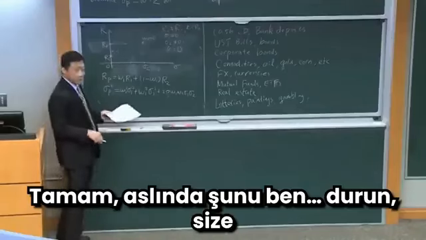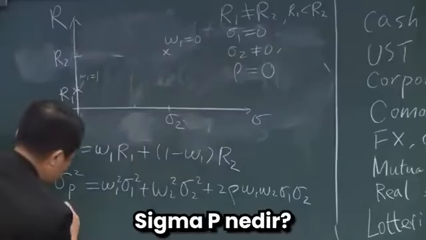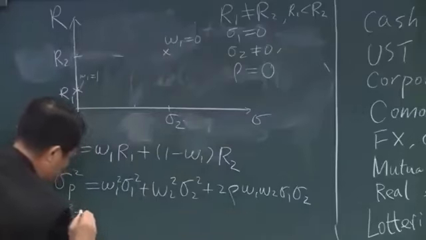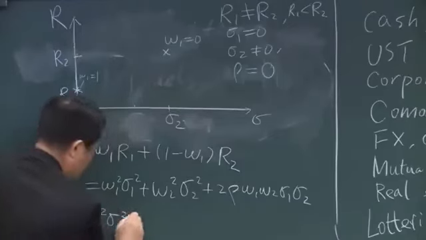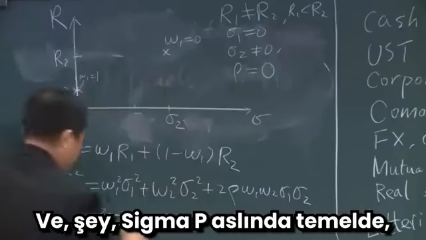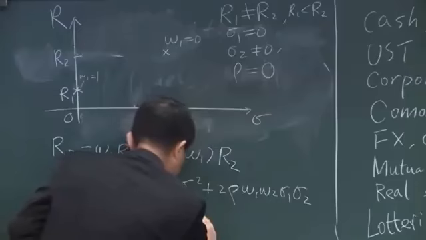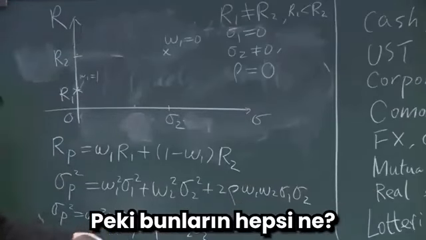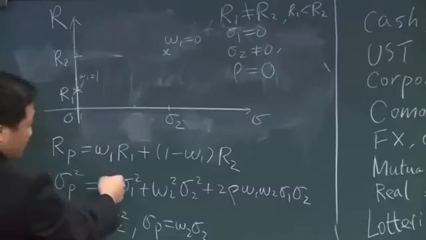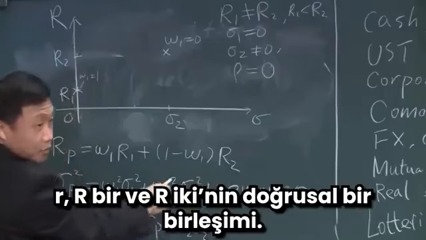Okay, let me just derive this very quickly for you, right? Sigma 1 equals 0, rho equals 0. What's sigma p? And sigma p is essentially proportional to sigma 2 with the weighting. Okay. And what's R? R is a linear combination of R1 and R2.